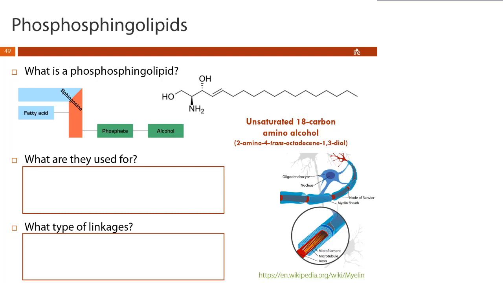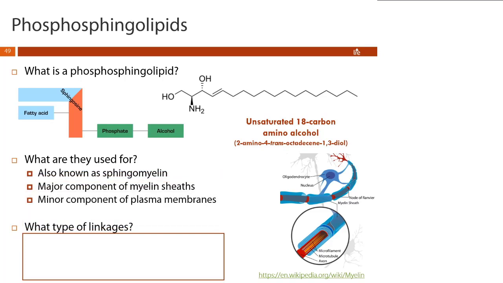These have a very similar structure to glycerophospholipids. Our sphingosine is essentially providing the same role that the glycerol and one of our fatty acid residues did in a glycerophospholipid. So what are these used for? Well, this image on the right is a bit of a hint. They are also known as sphingomyelin because they are the major component of myelin sheaths, and they're also a minor component of our plasma membranes.